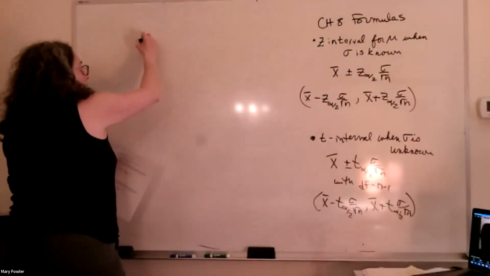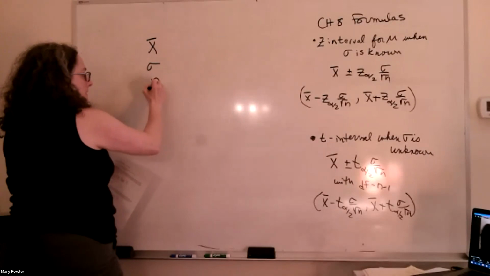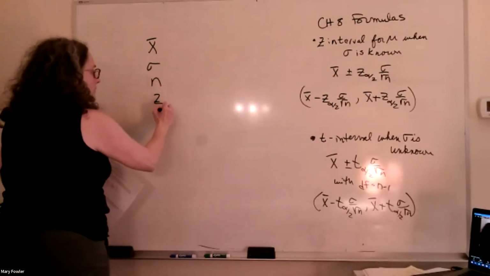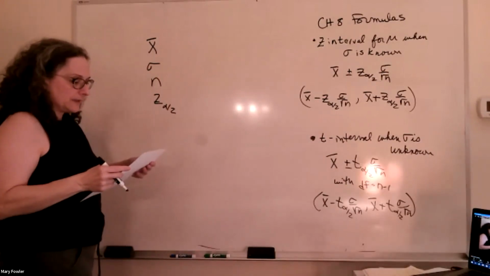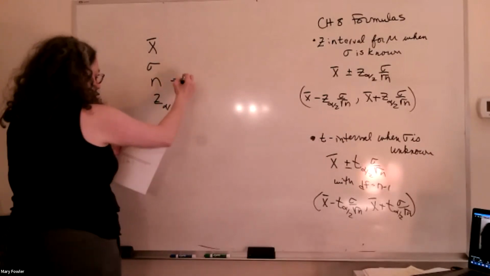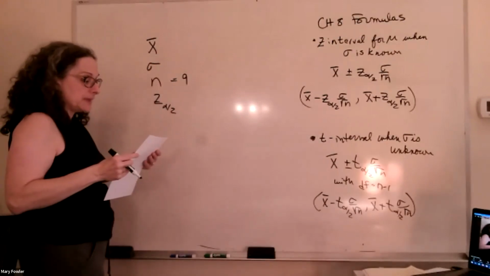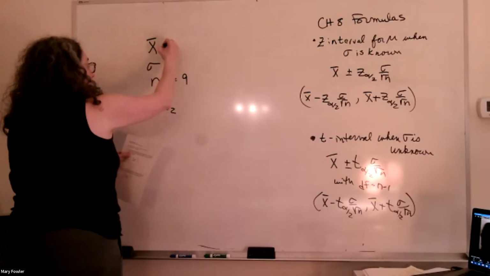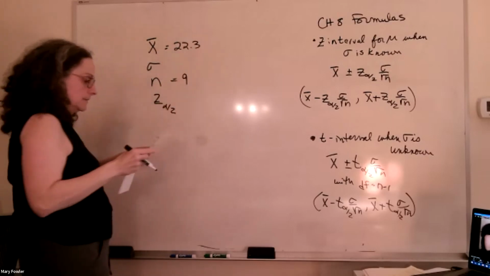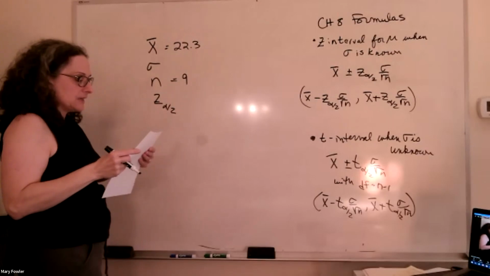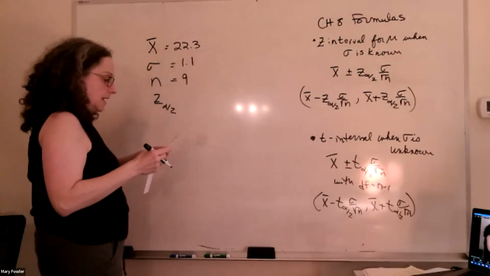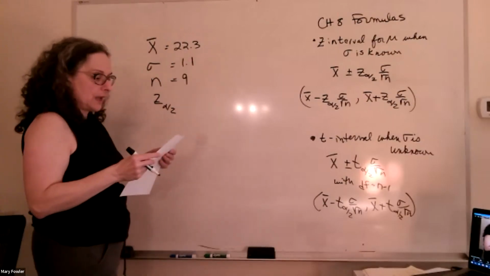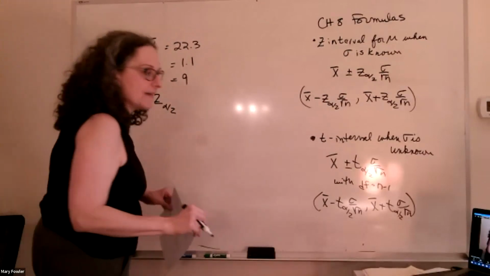So let's go ahead and write down the values that we need. And we do need Z sub alpha over 2. Reading the problem: on a certain platform, the length of videos for sourdough bread has a normal distribution. A sample of n equals 9 videos is taken. The sample mean is 22.3 minutes. The population standard deviation is known to be 1.1 minutes. And we are told to find and interpret the 95% confidence interval.